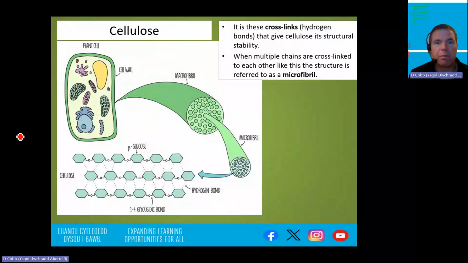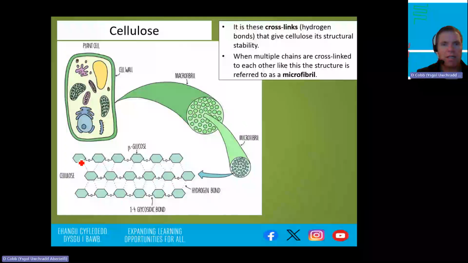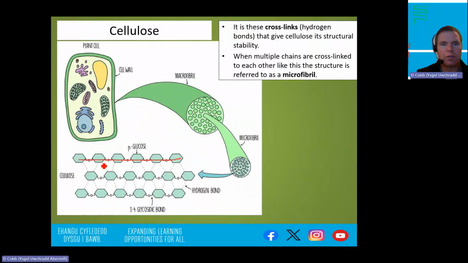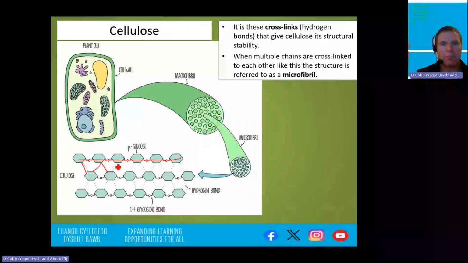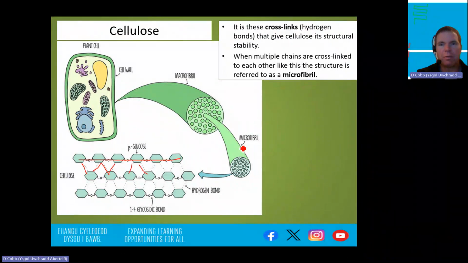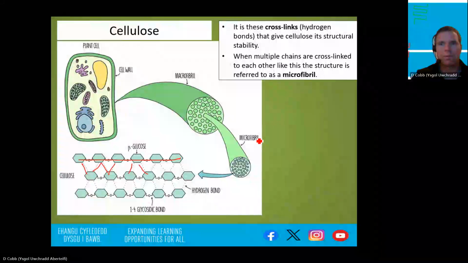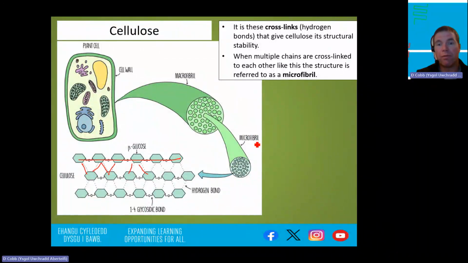There we are. There's a microfibril. It's trying to give an idea of what we're talking about. So we've got beta-glucose molecules joined together in a chain, lots of chains joined together because of the hydrogen bonds between them, and that forms a microfibril, or one part of a microfibril. Think of each of these little circles as representing a few of these chains joined together, and then lots of them together, we get a microfibril.